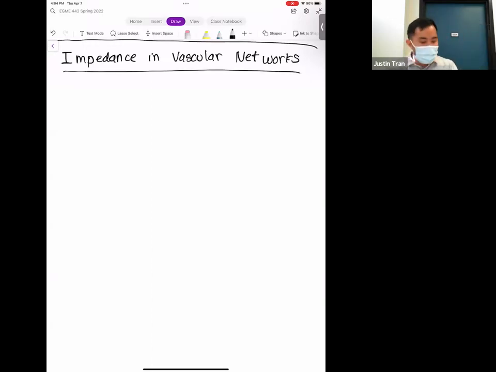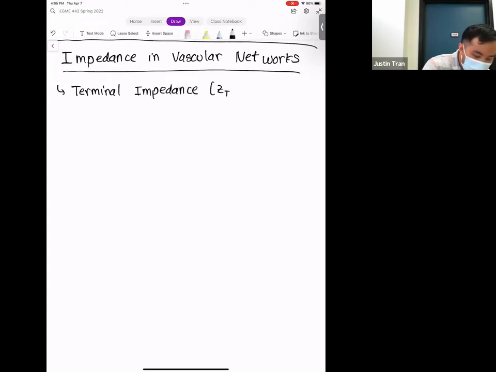And I want to start by talking about some of these terms that we covered near the end of the class. These are the three definitions of impedance that I really want you guys to focus on. The first one is terminal impedance, and that has the symbol Z sub T.